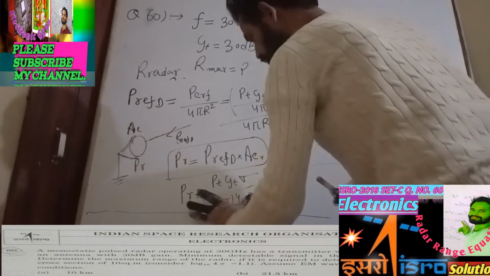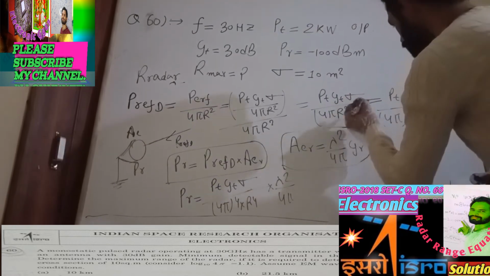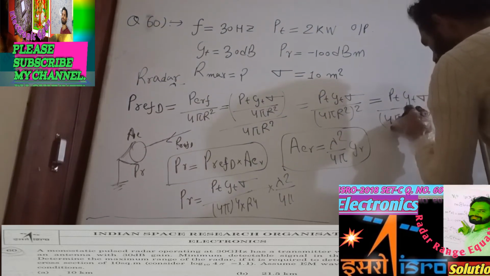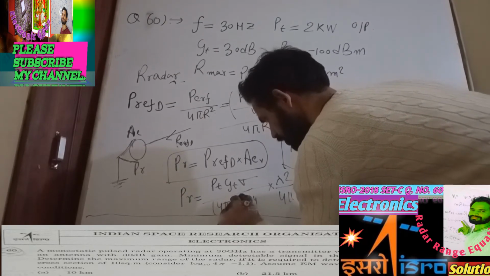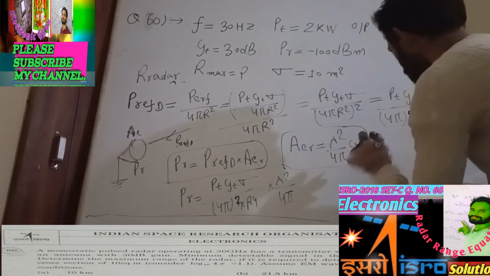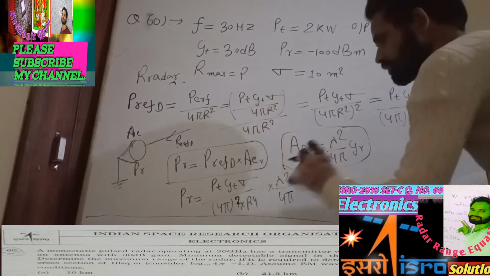Yes, okay. So this is what? 4 pi. This is what? Square. Okay, so this is my square, not 4. This is square. So that's why I was confused. I got confused about how it is coming 4.